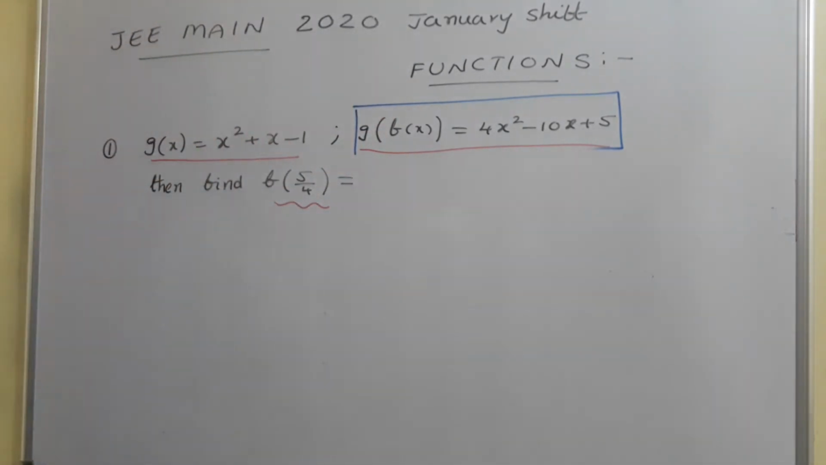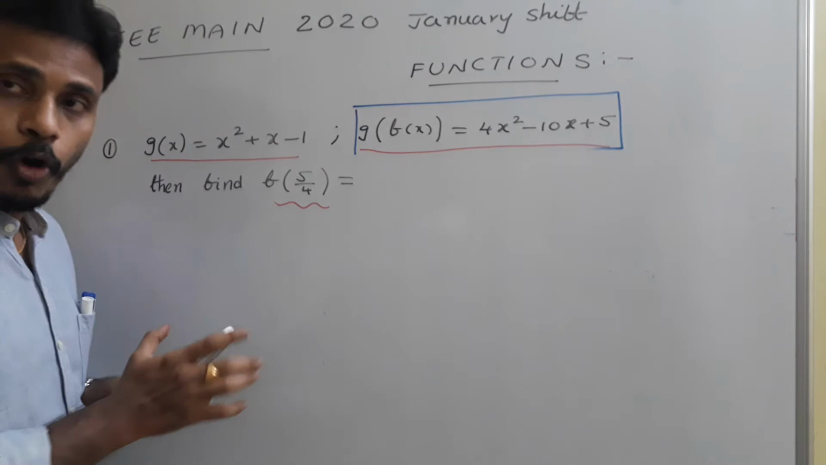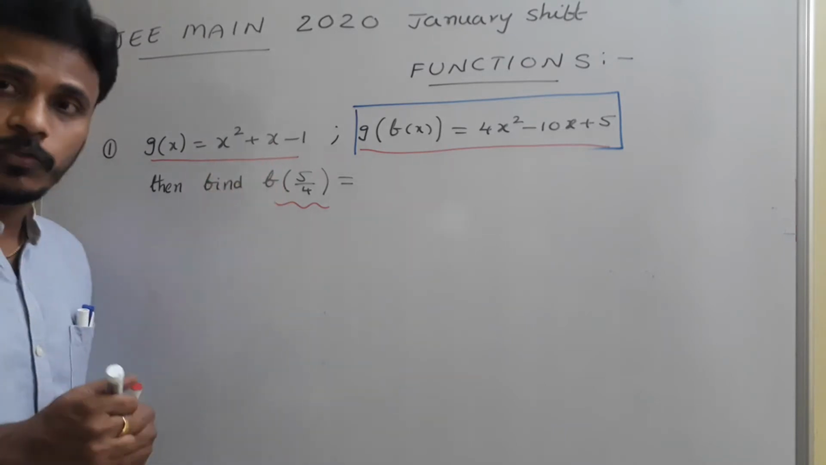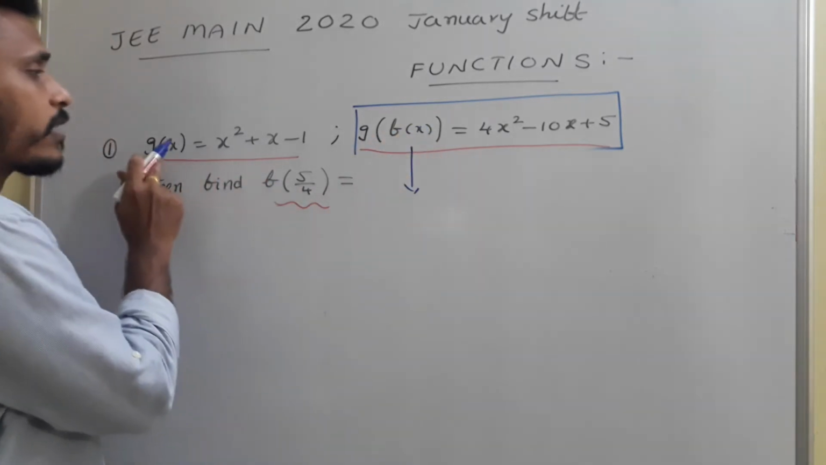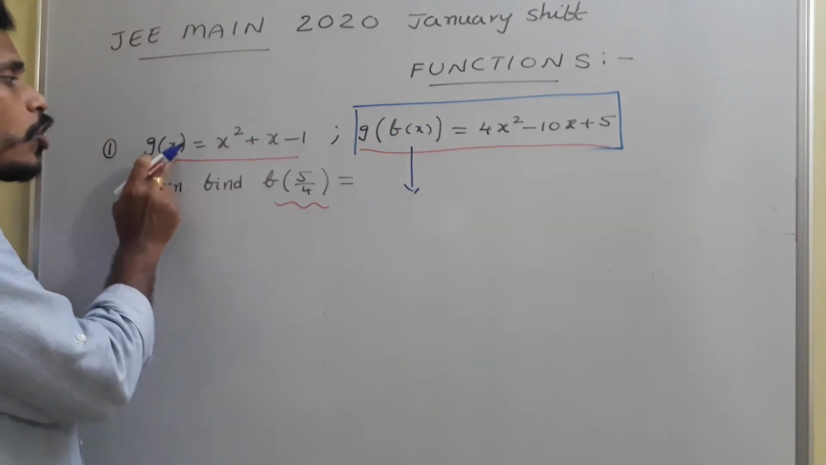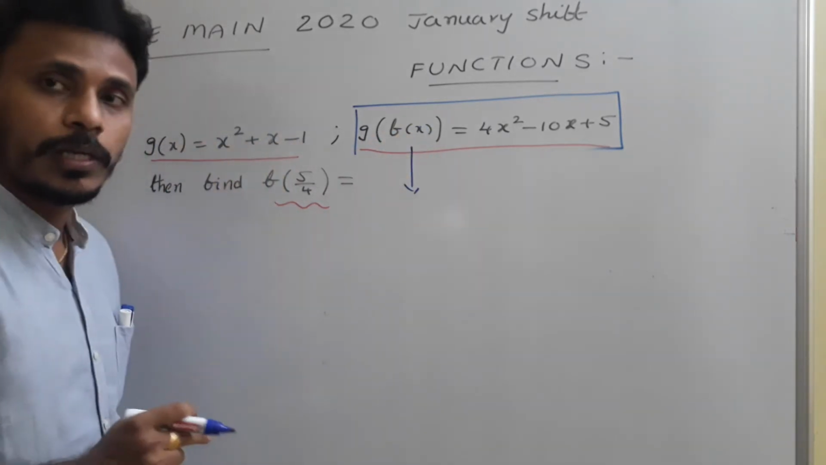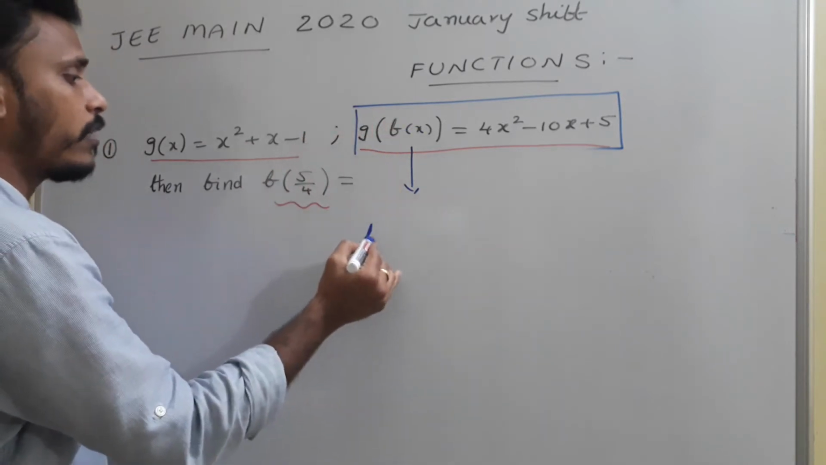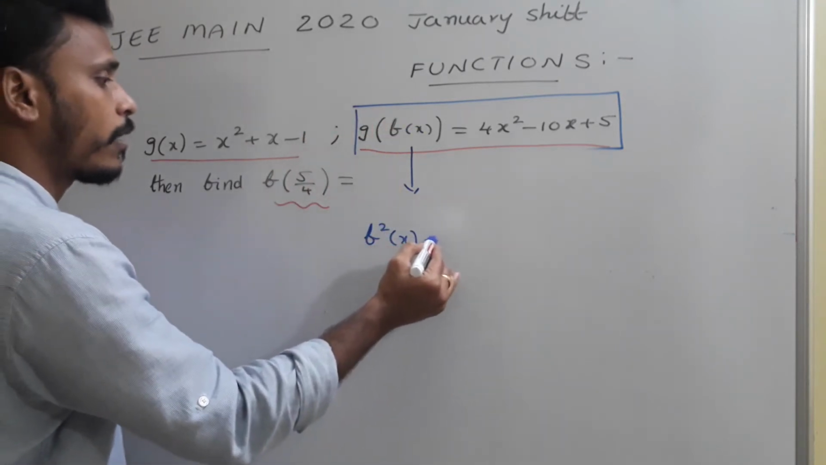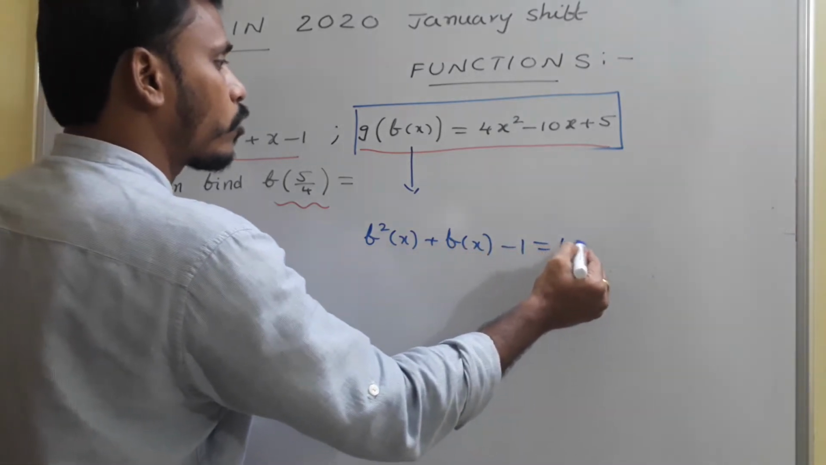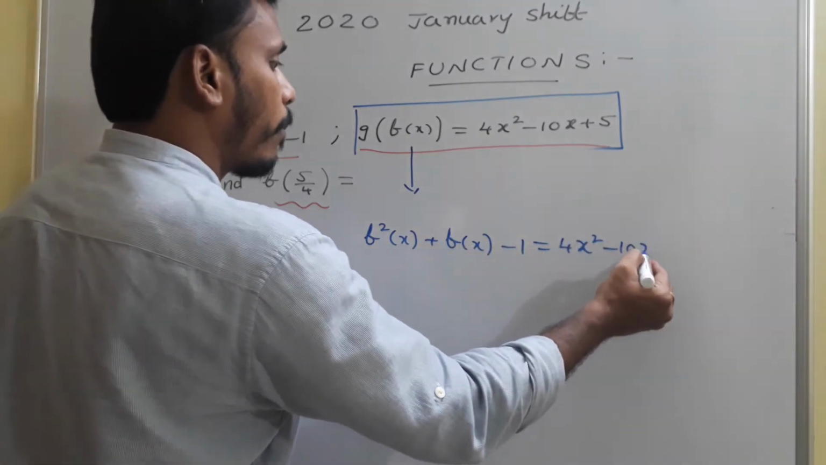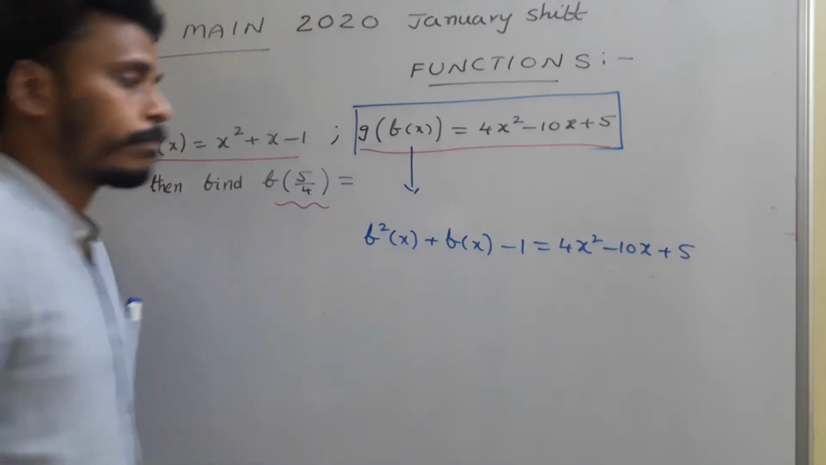See, directly in another way, this is one way, already the problem is completed and your answer is minus 1 by 2. In another way, you just write that g of f of x, by this definition, since g of x is x square plus x minus 1, g of f of x is f square of x plus f of x minus 1 is equal to 4x square minus 10x plus 5.